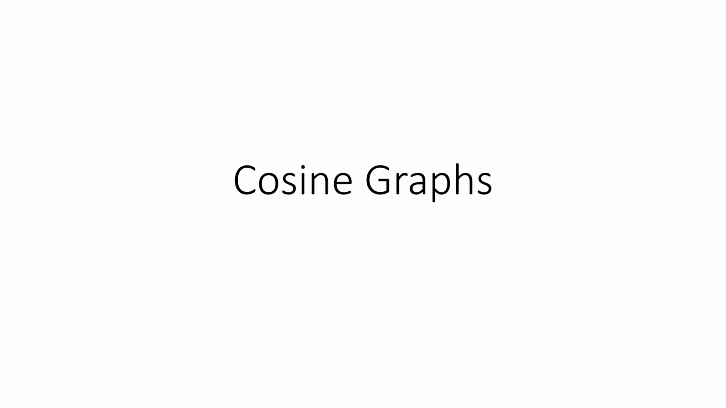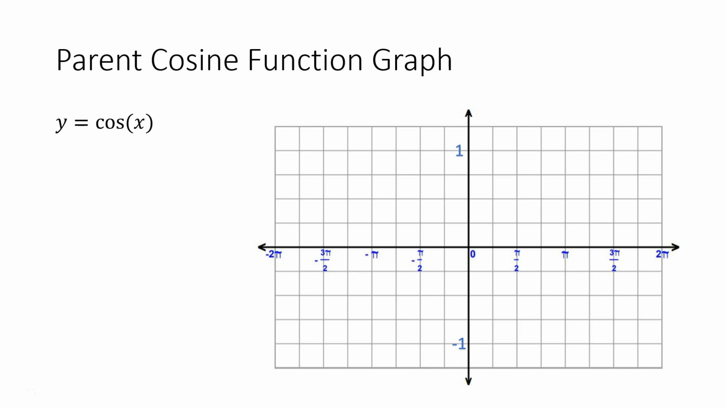Today we're going to be taking a look at cosine function graphs and how they compare to the sine function graph. So our parent cosine function graph comes from the equation y equals cosine of x. We're going to treat it very similar to how we did the sine graph. We're going to take a look at the major points from the unit circle.